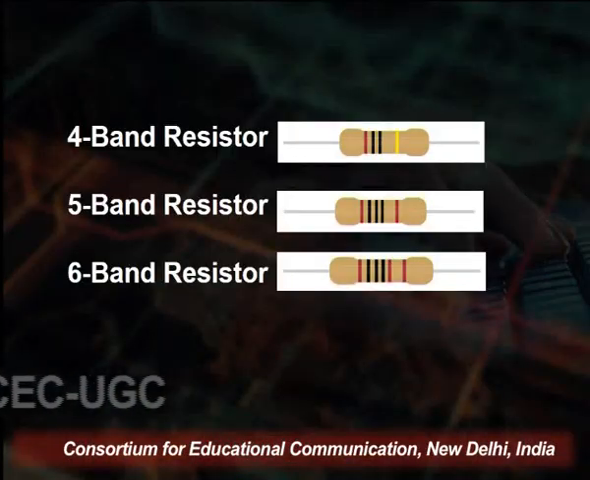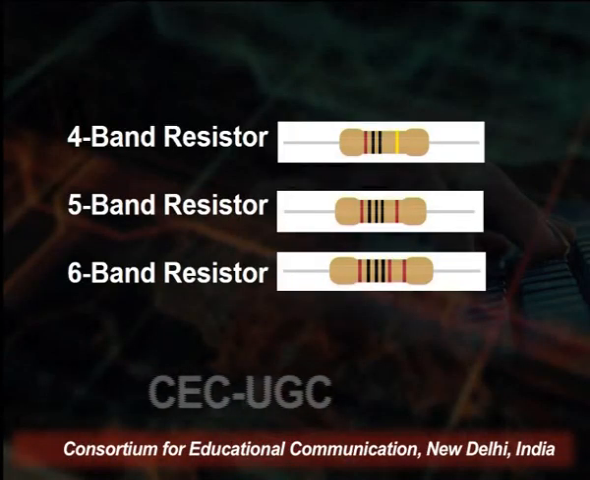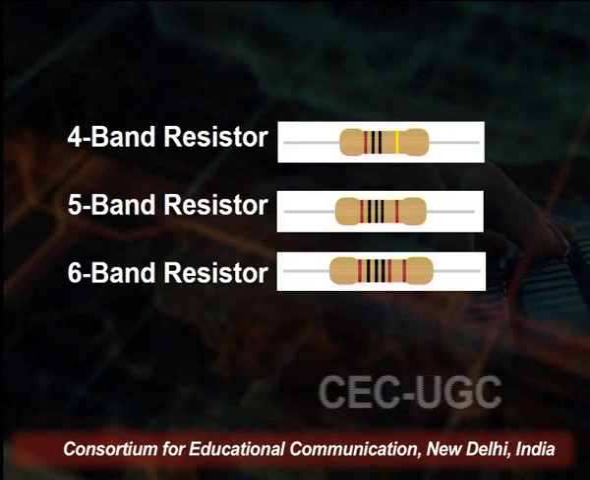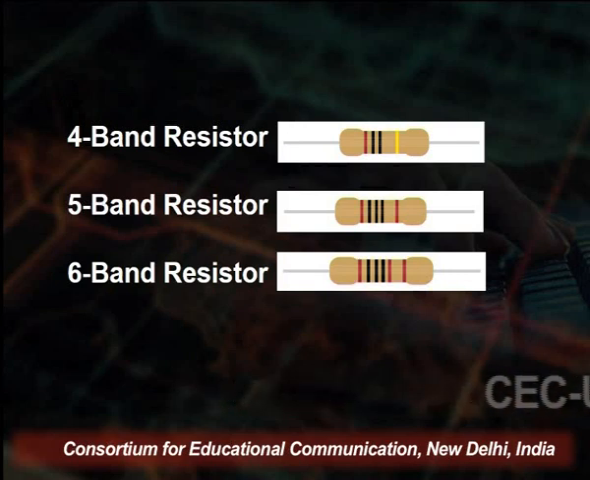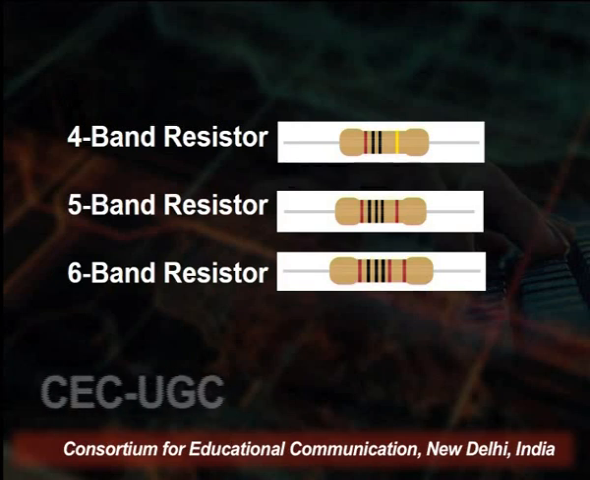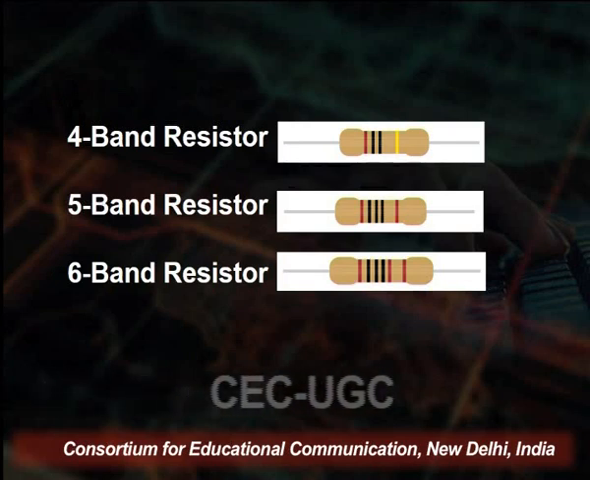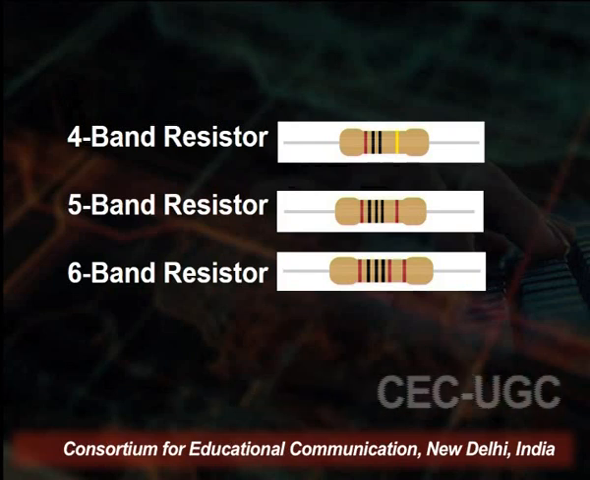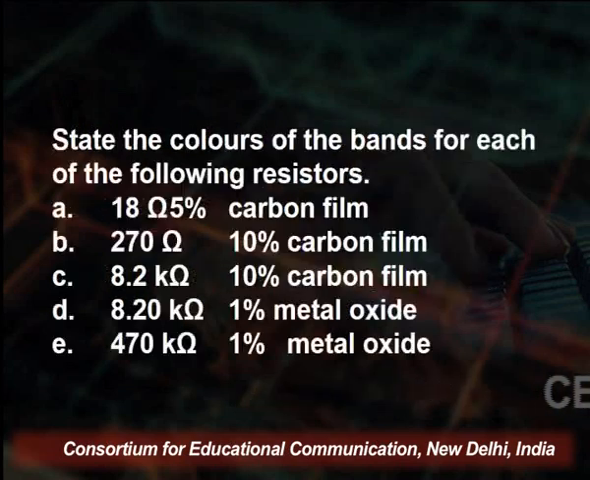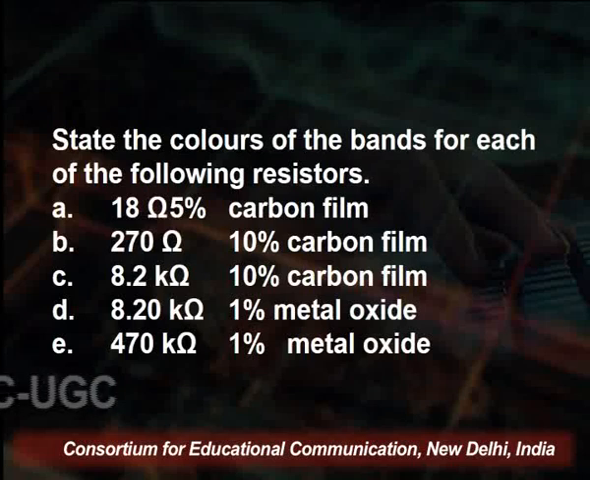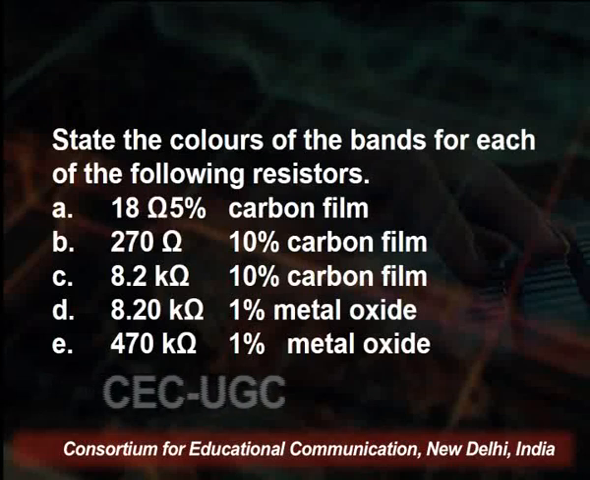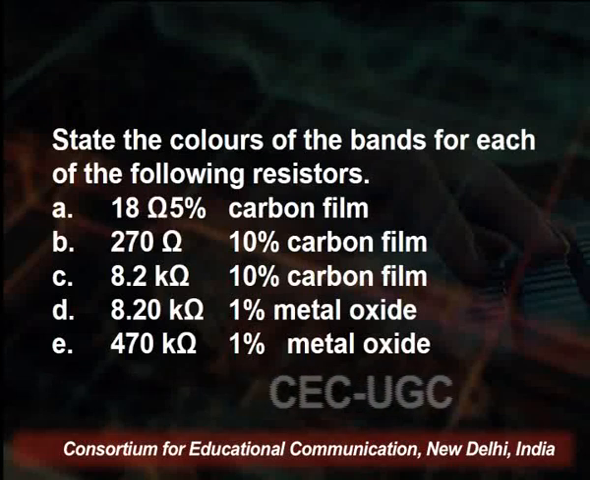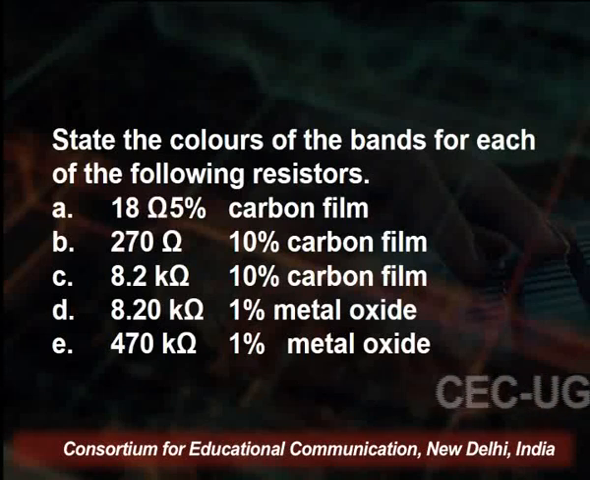Now see on the screen, it is very clearly mentioned: the 4 band resistor has 4 color lines, the 5 band resistor has 5 color lines, and then the 6 band resistor. Hope you are able to understand how we calculate the color code and find the value of the resistor. Now state the color of each band of the following resistors. These are some values of different resistors.